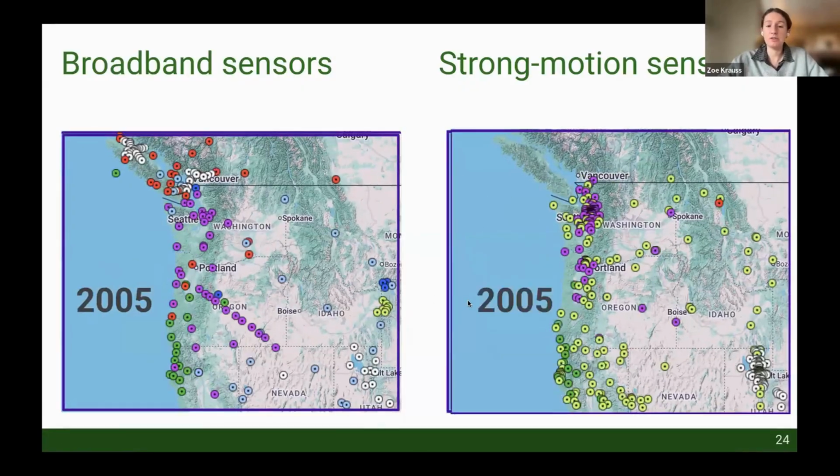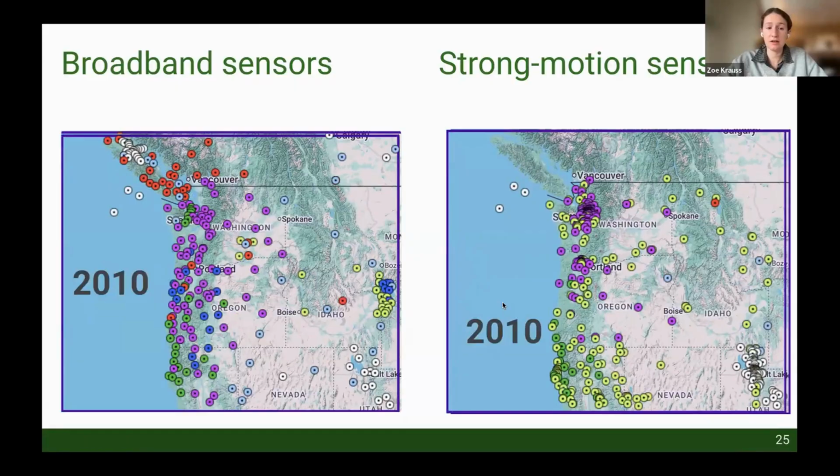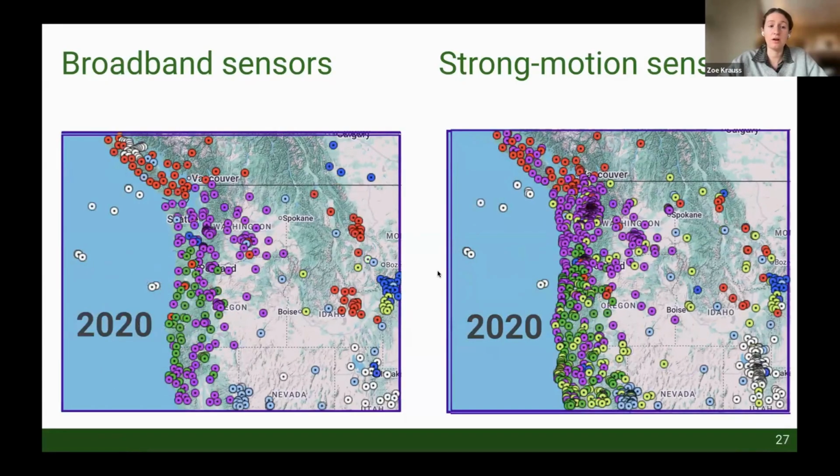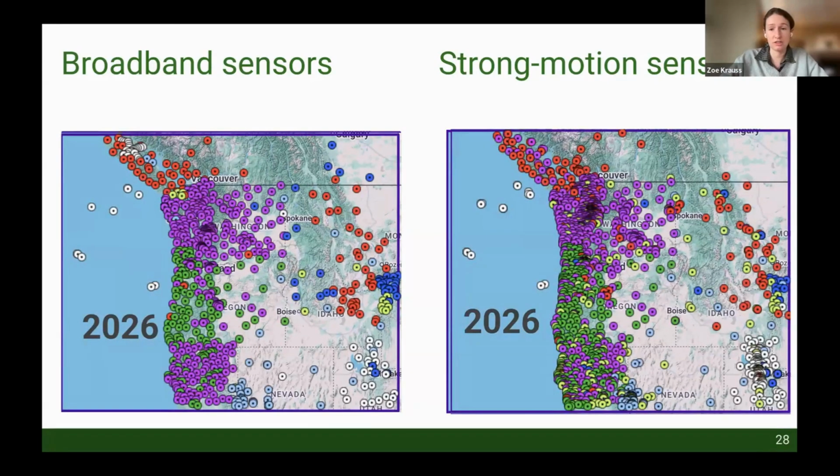2000, similar story. 2005, you can start to see some more temporary deployments. 2010, that's when things really start to get filled in. 2015, you see the temporary Cascadia Initiative array, more temporary arrays, and more strong motion sensors as well. 2020 is when things really start to fill out. This is when the earthquake early warning build out began. And then here in 2026, we see a huge increase, due to the ShakeAlert build out. Lots more 3-component data now.